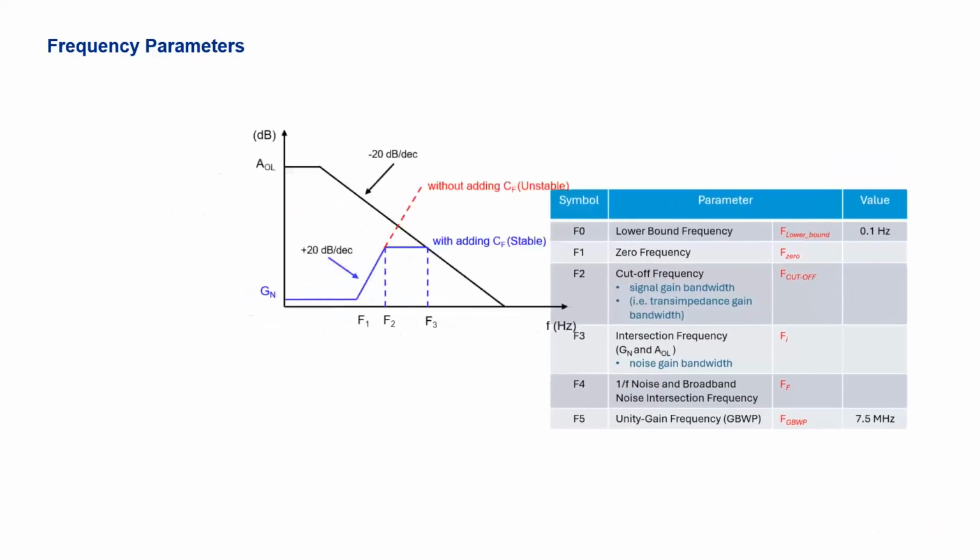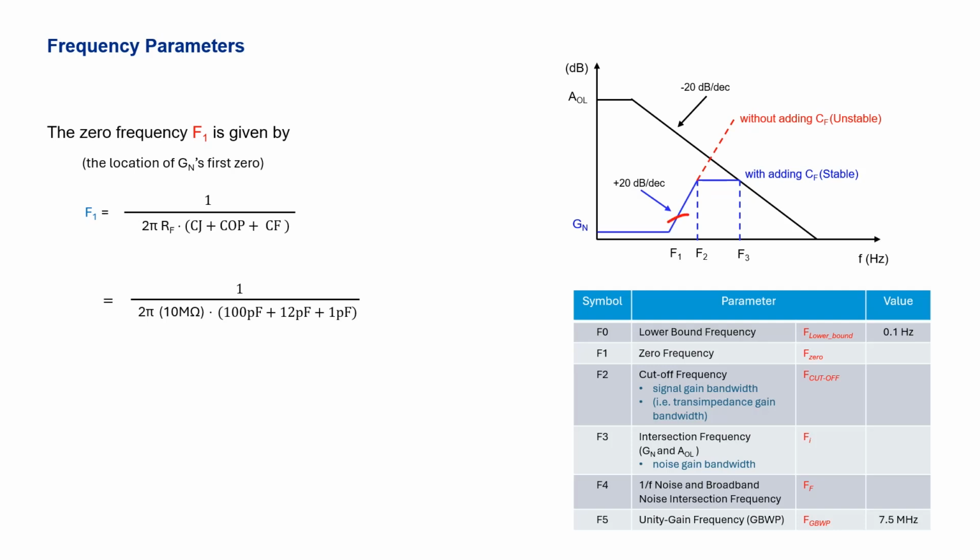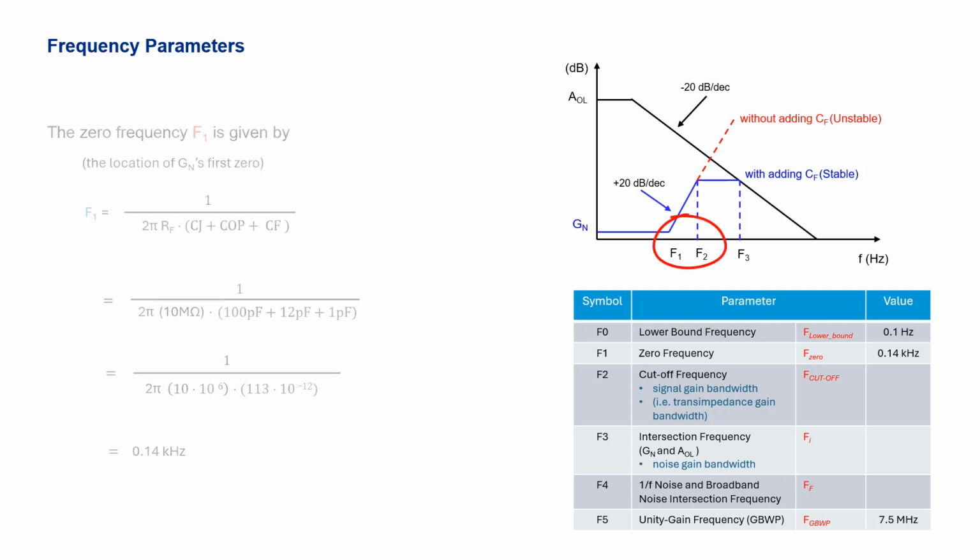Okay, so when F is less than F1, the noise gain is equal to 1 plus the feedback resistor over the junction shunt resistance, which is roughly equal to 0 dB. The zero of the noise gain is located in F1. When F is between F1 and F2, the noise gain increases by plus 20 decibels per decade.